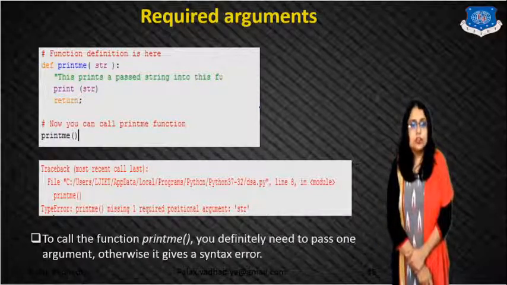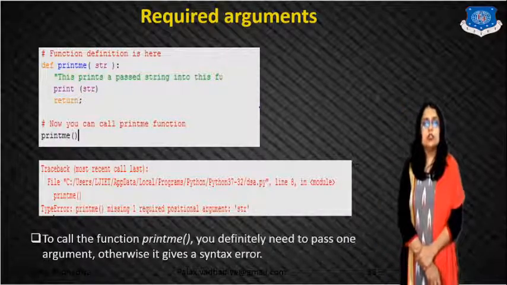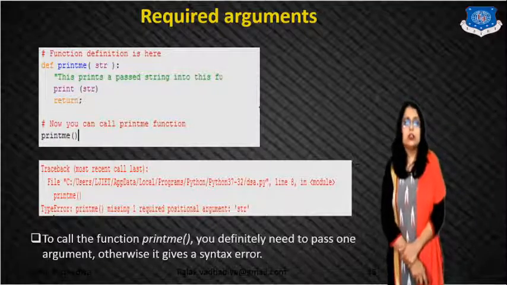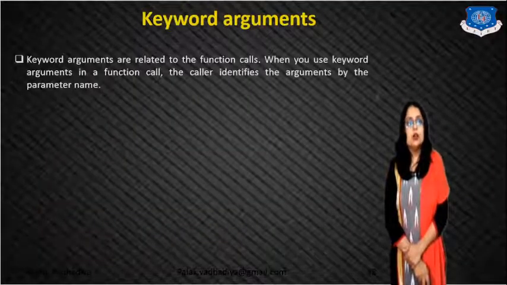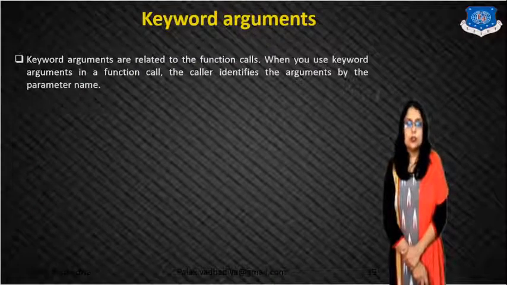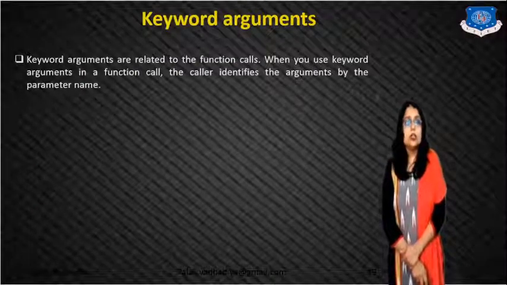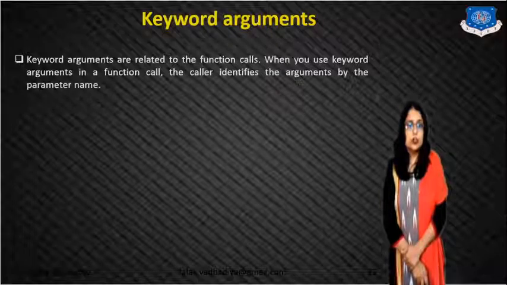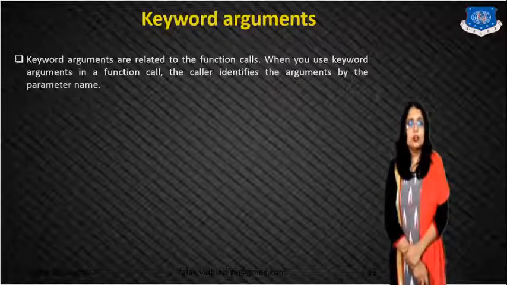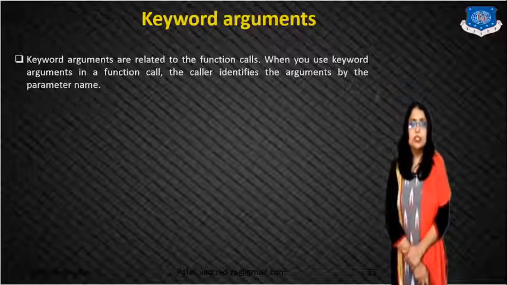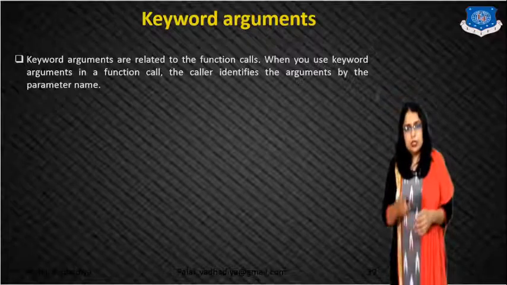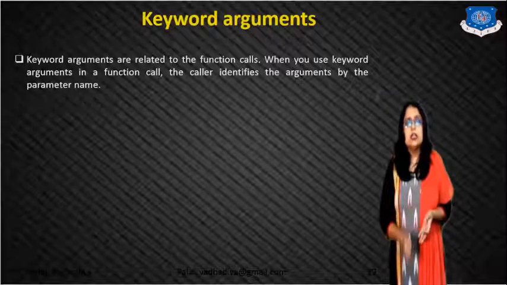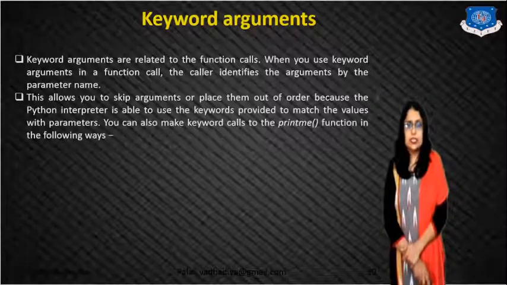So to call that function printme, you definitely need to pass one argument, otherwise it will give you the error. Now, keyword argument. Keyword arguments are related to the function call. When you use keyword arguments in a function call, the caller identifies the arguments by the parameter name. Now to understand this, we will discuss one example.